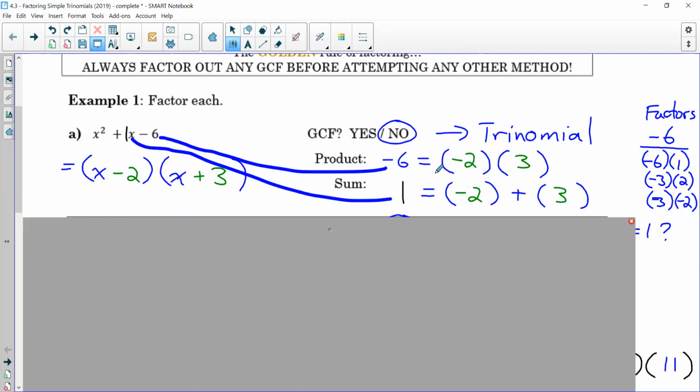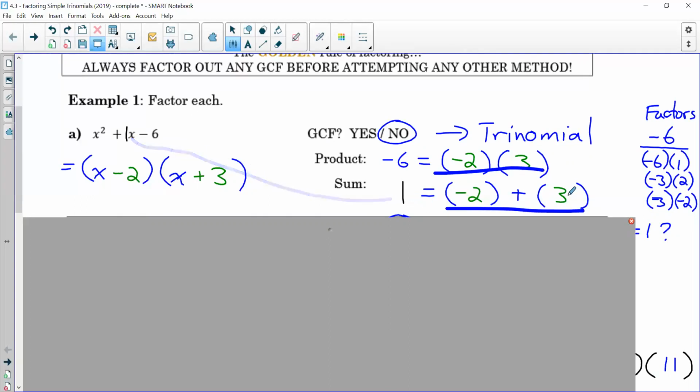So the two numbers that produce a product of -6, and the same two numbers that produce a sum of 1, are -2 and +3. You notice they're written in here, and automatically the first portion of the bracketed parts are X and X.